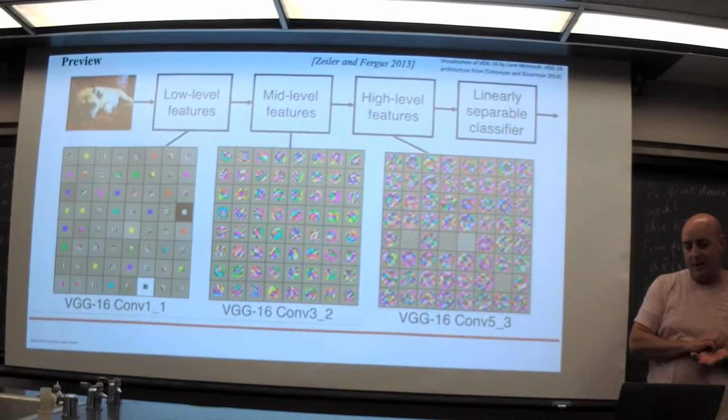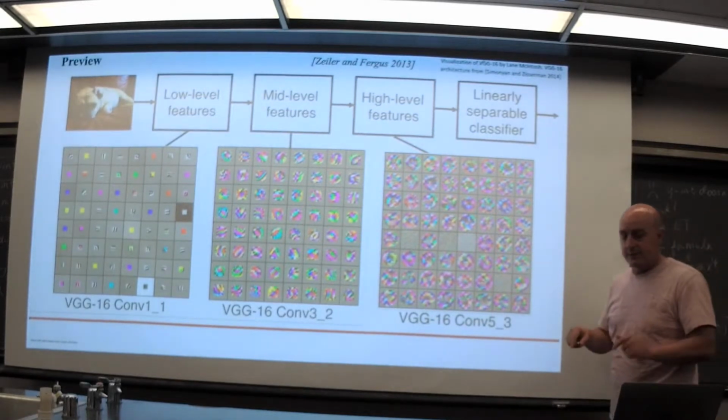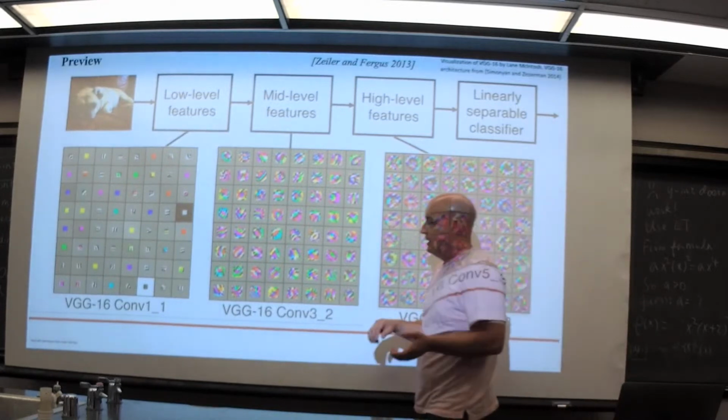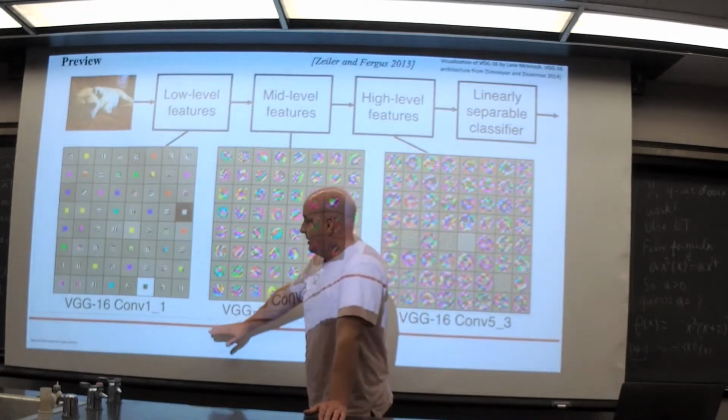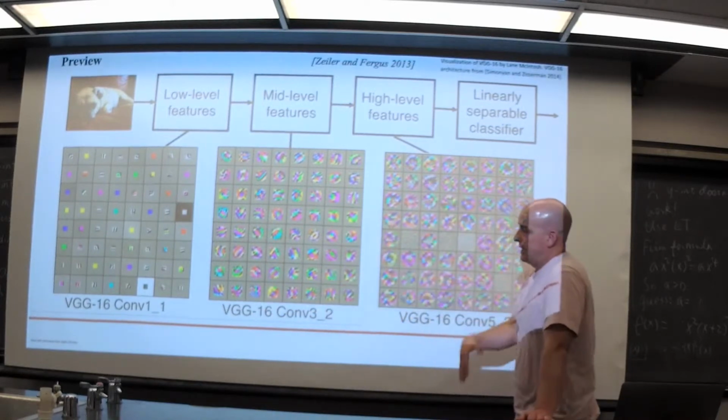Now cool, so what happens here? You can start to think about the information content of these filters. So VGG is a kind of convolutional architecture that we haven't defined yet, but we will. It's actually one of the simpler ones.